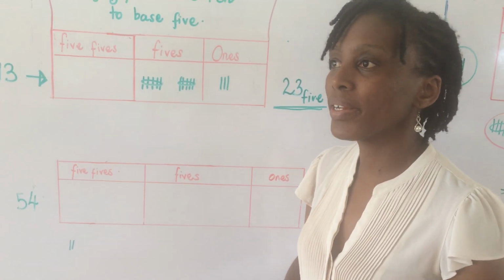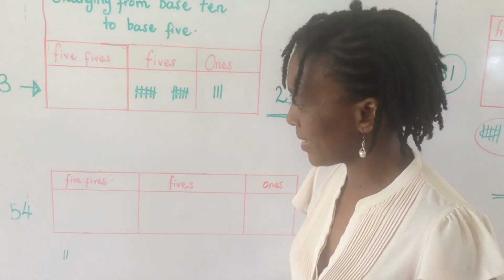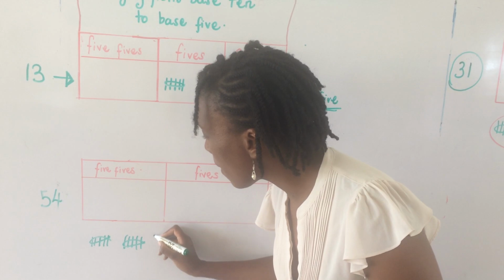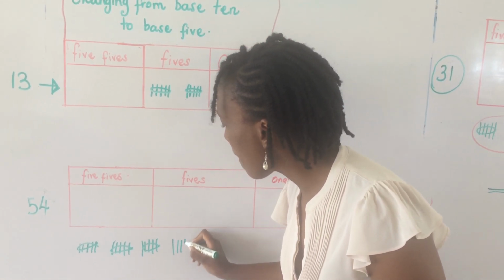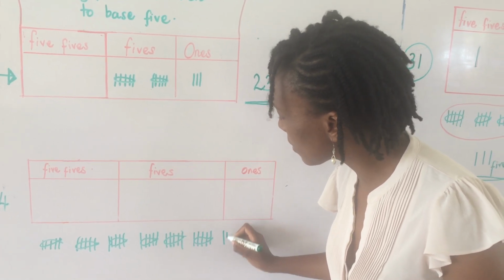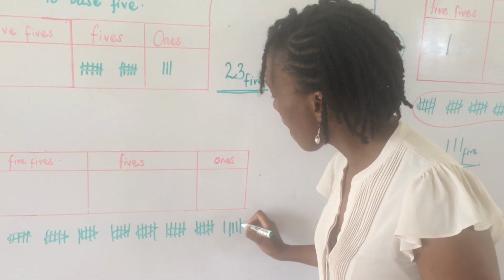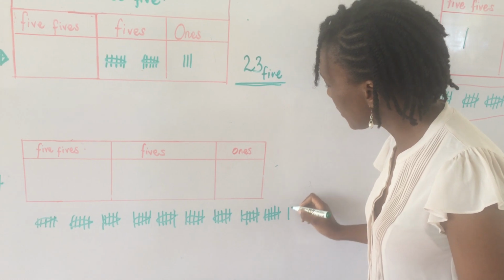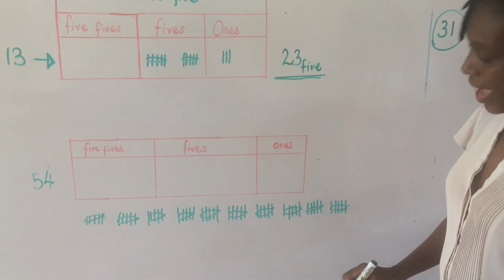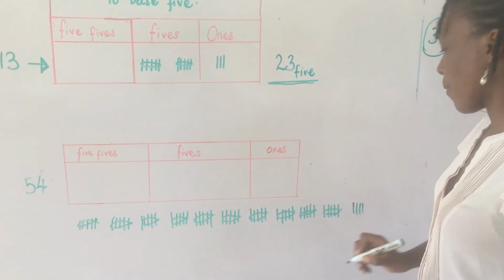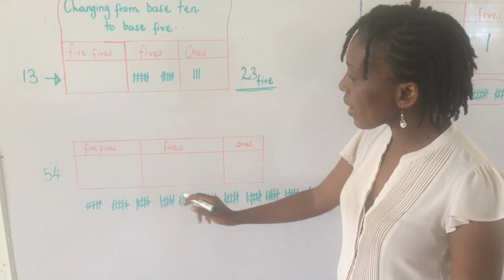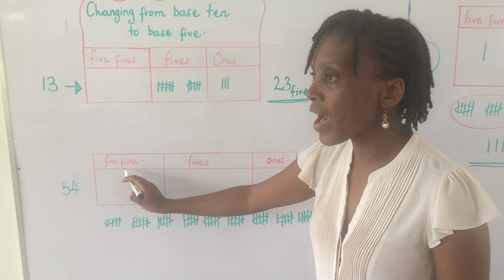So 54 divided by 5 is 10. So I know already that I'm going to have 10 of them. 1, 2, 3, 4, 5, 6, 7, 8, 9, 10. And 4 ones. Okay? So we cannot write 10 5s here, but we can work out how many groups of 5 5s.